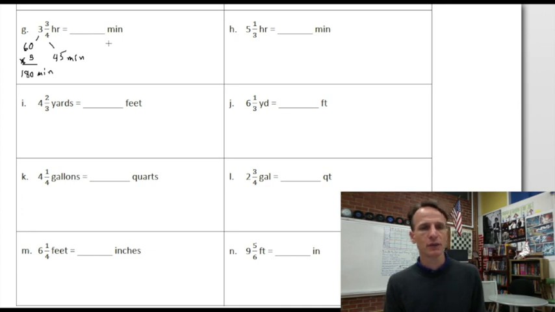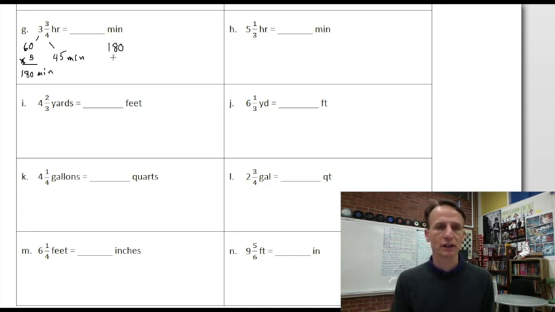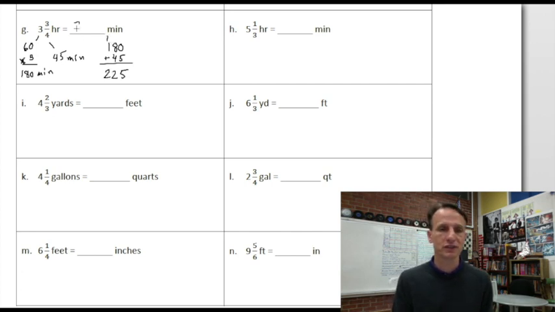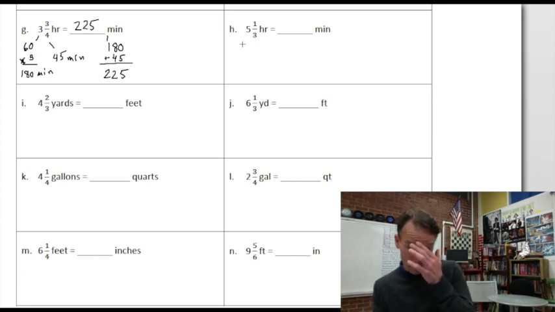Minutes. And then we just need to put together the 180 minutes with the 45 minutes. And maybe you can just look at this and do it in your head. You're slick like that. I'll write it out. 0 plus 5 is 5. 8 and 4, 12. Place the 2, regroup the 1. 1 and 1 make 2. 225 minutes. All right, one more with hours and minutes.